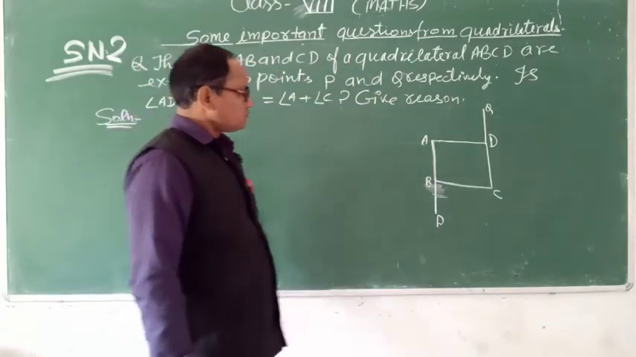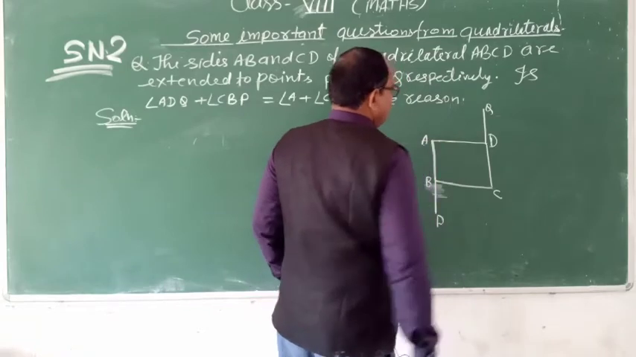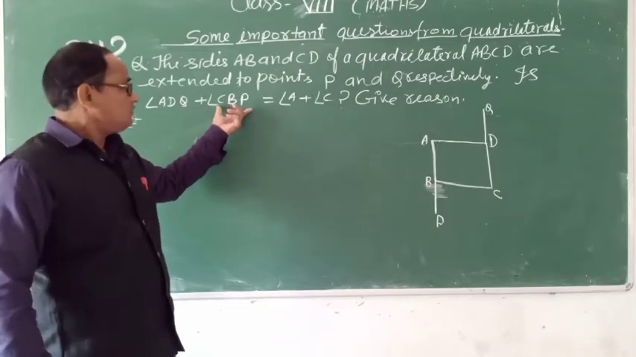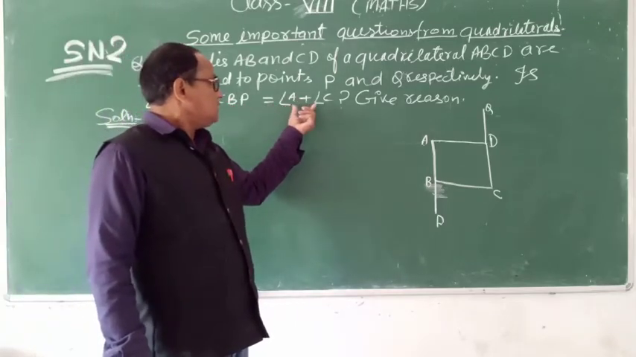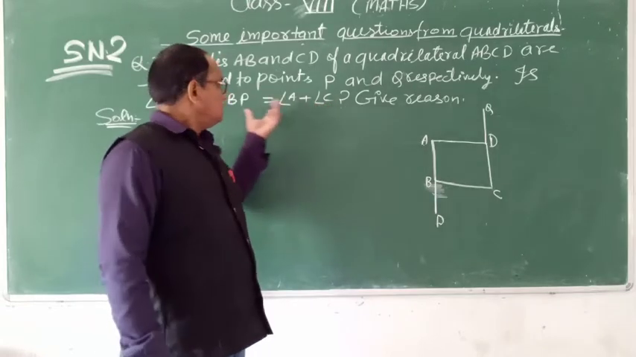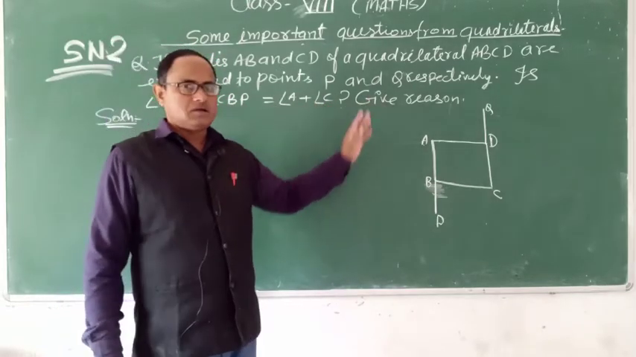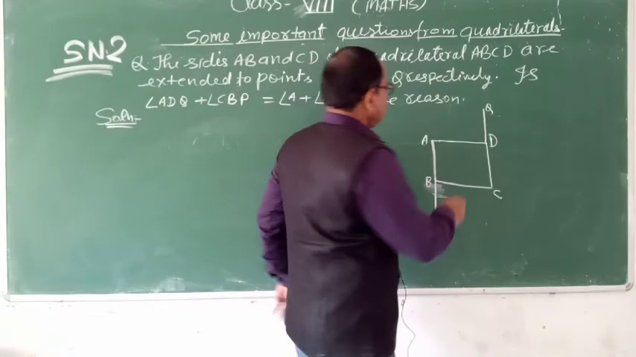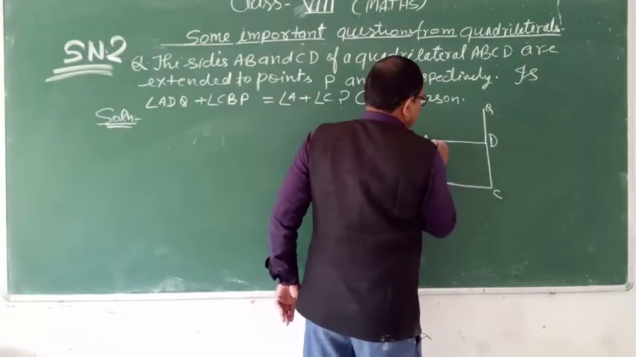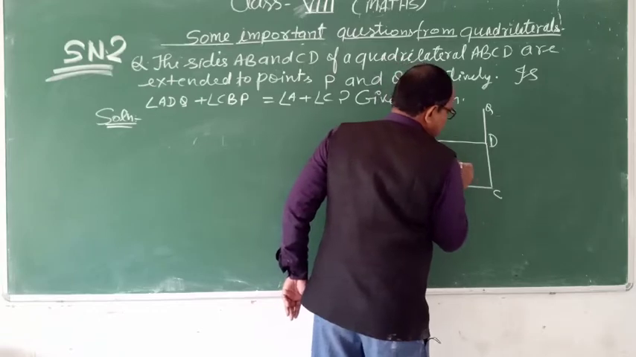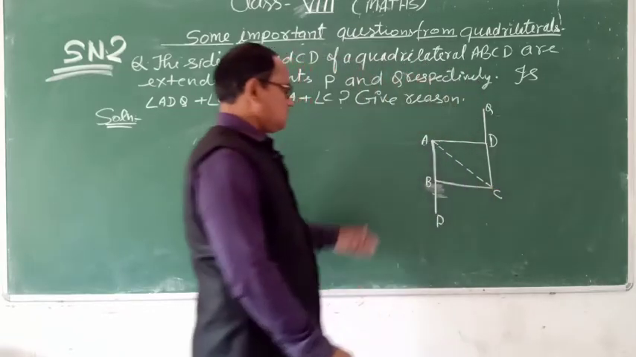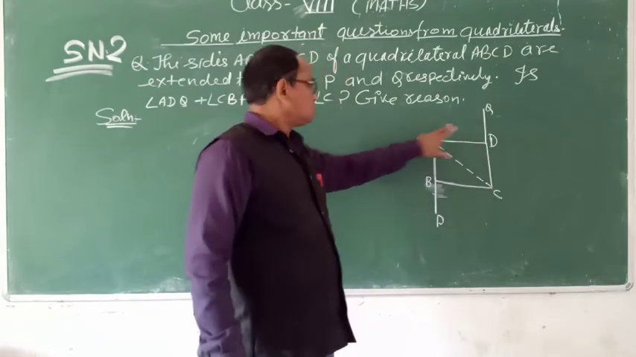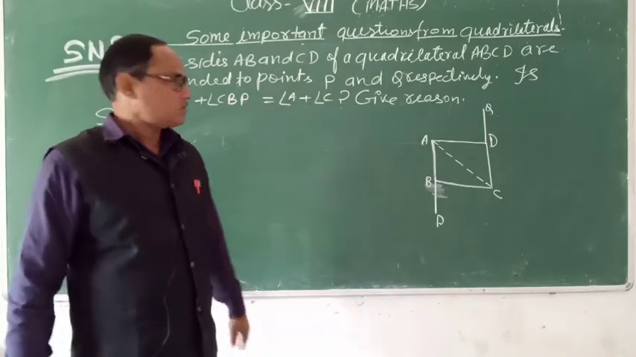Then in this case, is angle ADQ plus angle CBP equal to angle A plus angle C or not? Give reason. So we construct and join AC, to show whether this is equal to this or not. Okay?